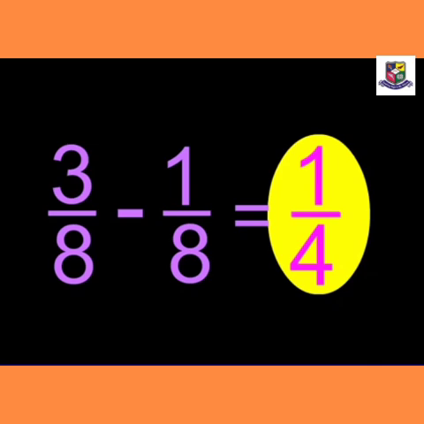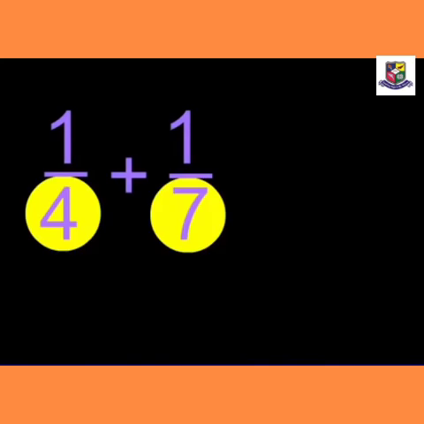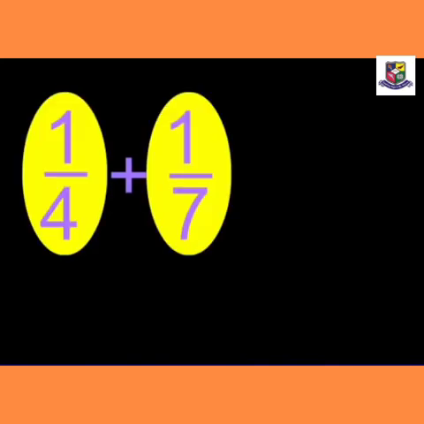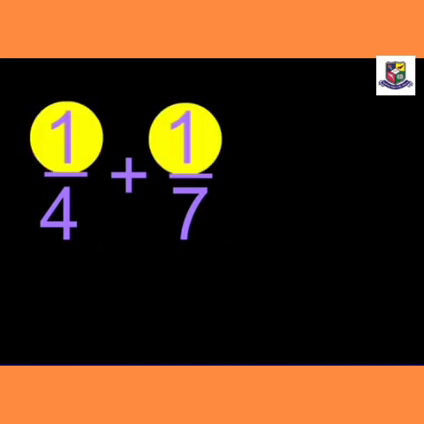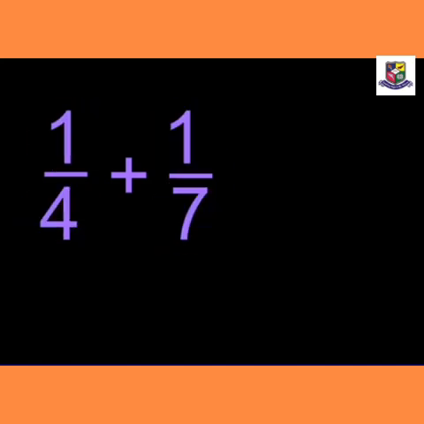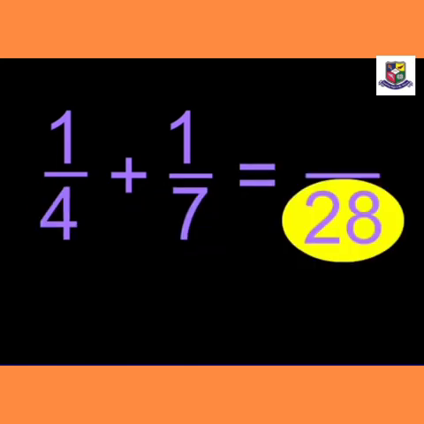Now let's take another example. Here we have the unlike fraction where denominators are different, 4 and 7, 1 by 4, 1 by 7. So firstly we will multiply the denominators. 4 multiply 7, we write the denominator here 28. When we just multiply 4 by 7, we write the denominator 28.